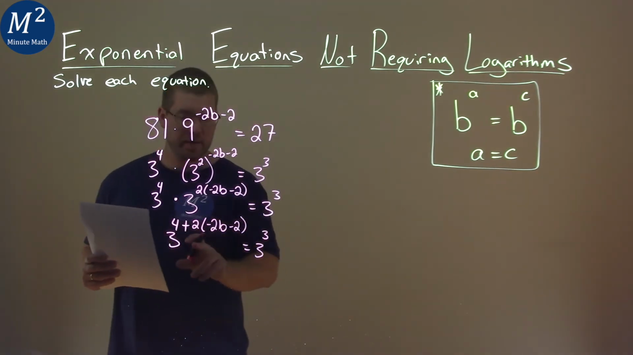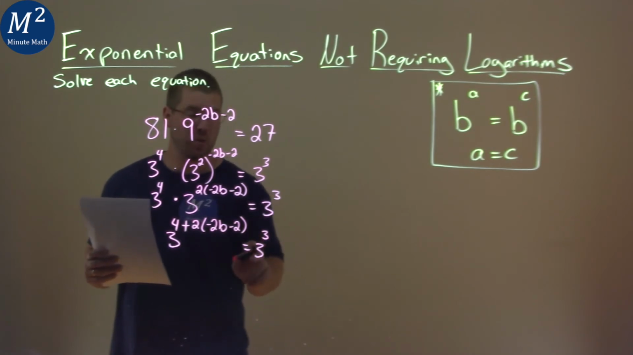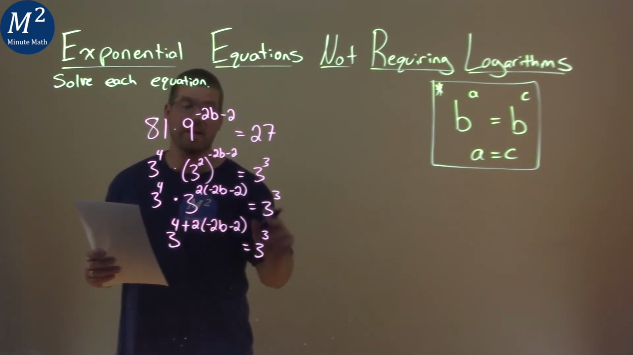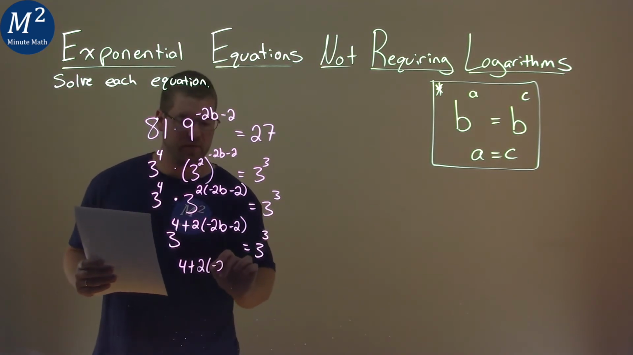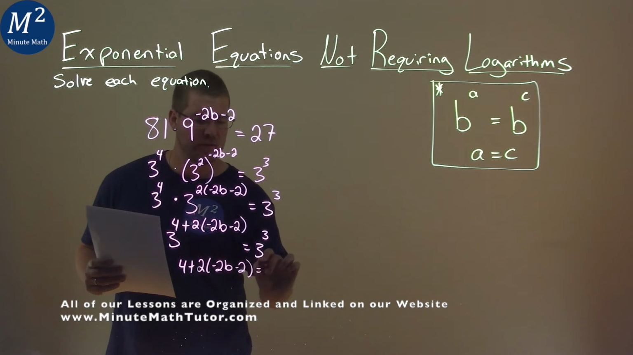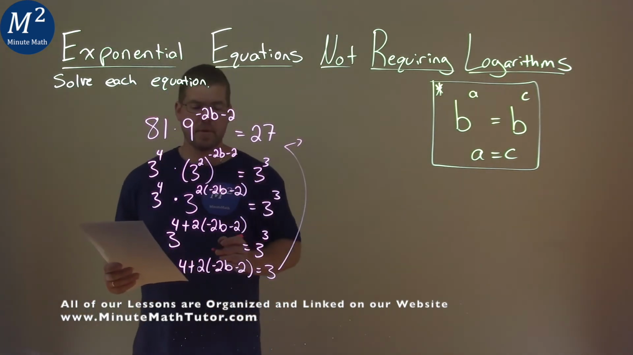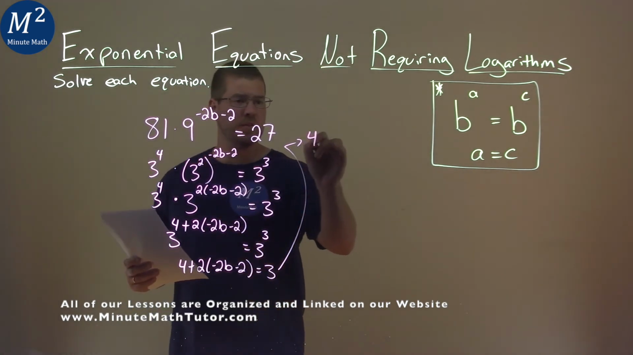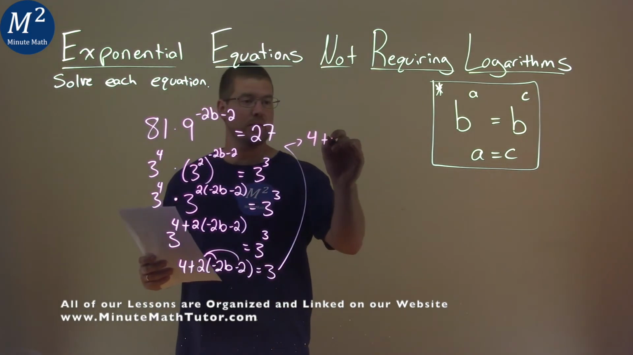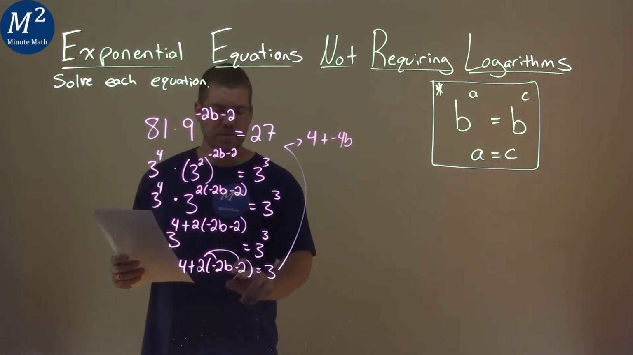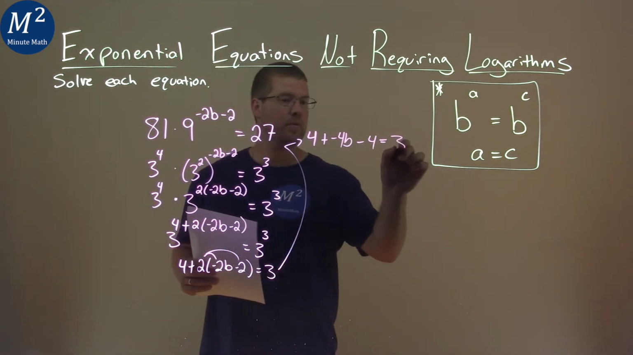From there, we have our bases of 3 on each side of the equal sign. So when that happens, we can just set the exponents equal to each other and solve. 4 plus 2 times a negative 2b minus 2 is equal to that exponent of 3. Now let's finish solving it up here. We're going to solve for b. So 4 stays there, plus, let's distribute this 2 across. 2 times a negative 2b is a negative 4b, and 2 times a negative 2 is a negative 4. And that's equal to just that good old 3.